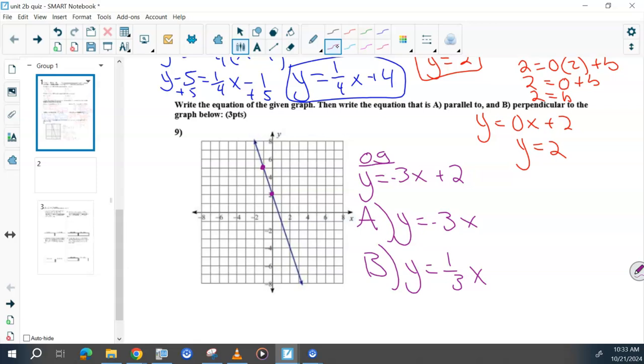So all the other ones were worth 1 point. This was worth 3 if you got all 3. How'd you find the original? Look at the y-intercept. Find another point that crosses the grid lines. And then count down the number. Other questions?